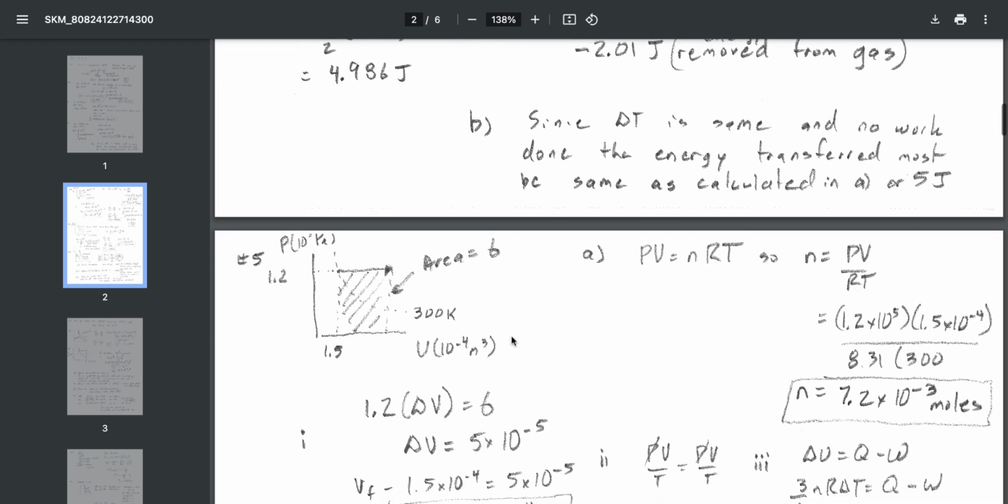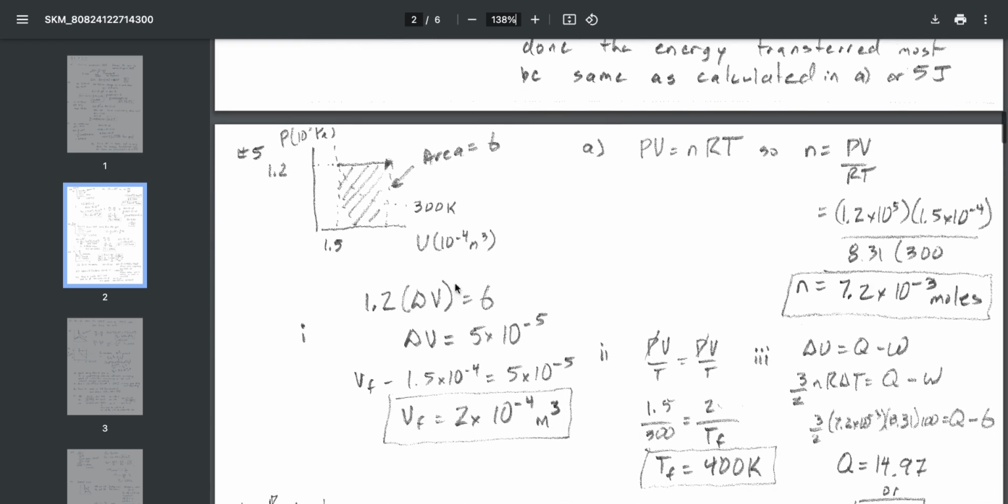And so area is base times height. In this case, our pressure is 1.2, so that's going to be our height. And then our base is the high value minus the low value, so essentially our change in volume. And so our change in volume is 5 times 10 to the negative 5th. Change in volume is V final minus V initial. We know our initial volume and we know our change in volume, so we can find our V final is 2 times 10 to the negative 4th meters cubed. So that's the final volume of the gas.